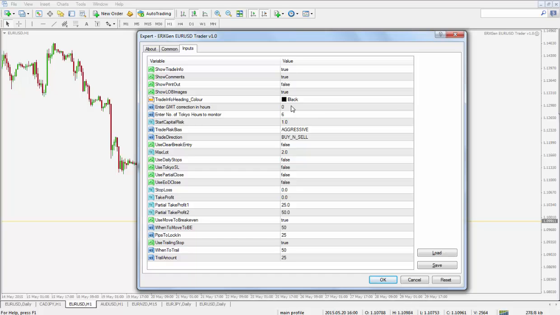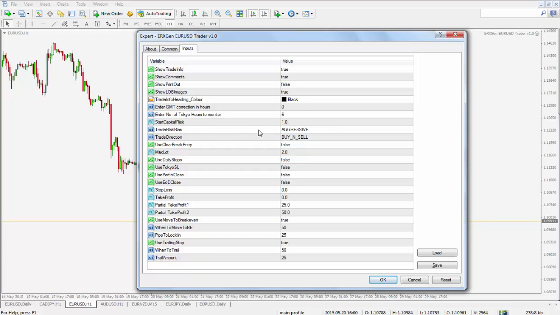Start capital risk. Now different traders risk various levels. Most traders will risk between 1 to 3% of their account balance or account equity on any single trade. This is where you set that. So it can be 1%, it can be 0.5%, it can be 20%, it can be 40%, again depending on your risk profile.